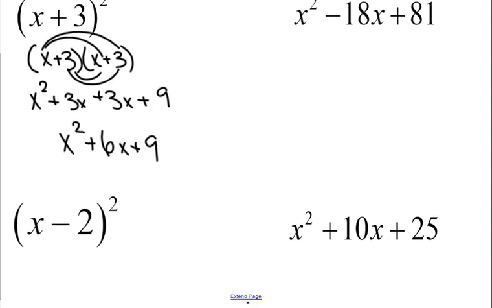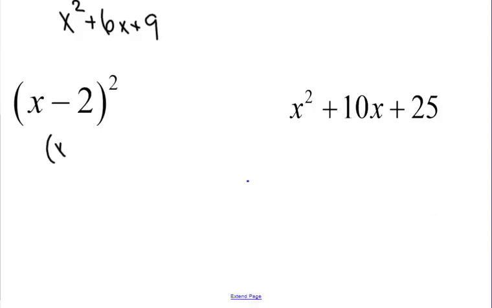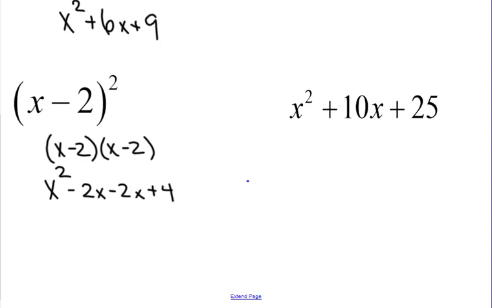If we wanted to multiply the other one, we would have x minus 2 times x minus 2, which gives us x squared minus 2x minus 2x plus 4, which is x squared minus 4x plus 4.